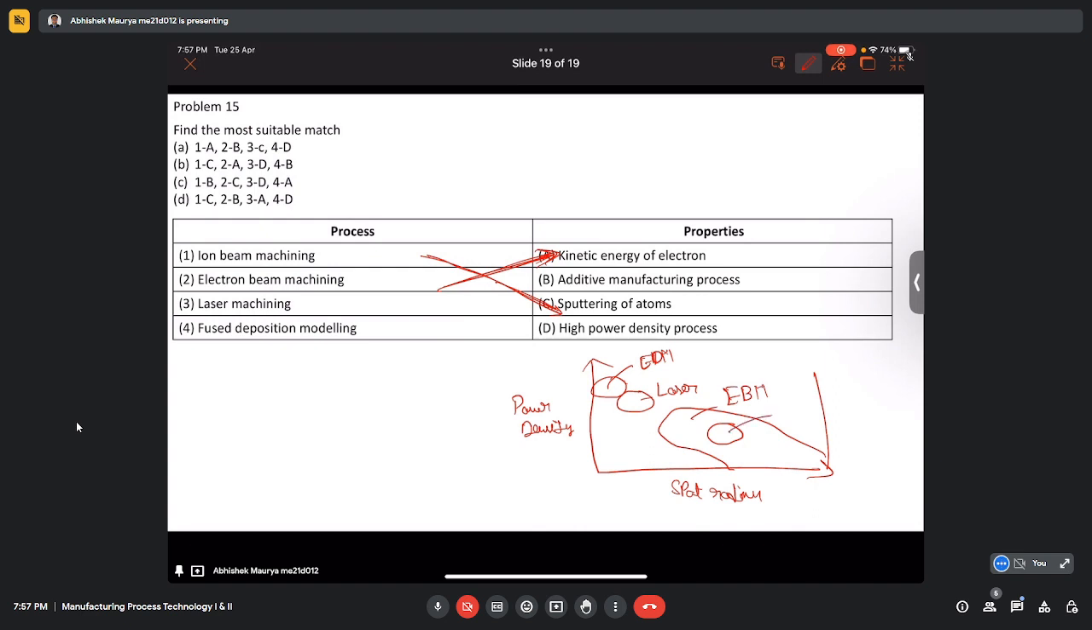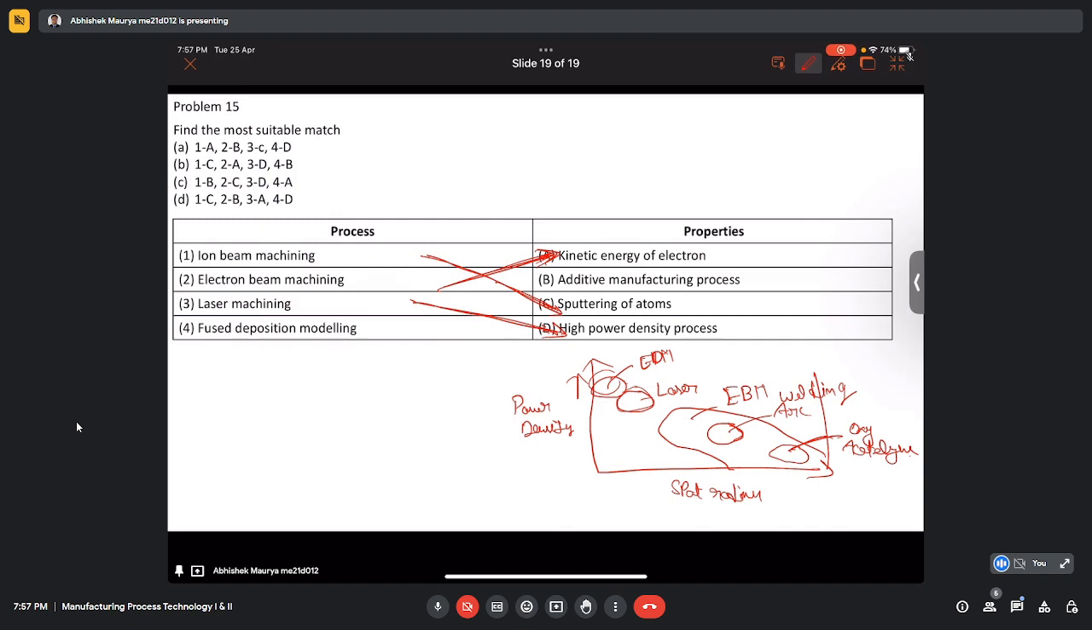And here we have the welding arc, and here we had the oxyacetylene flame or gas welding. You can see the laser and electro discharge machining were at the higher side of the power density, and that's why they come under the high density processes.